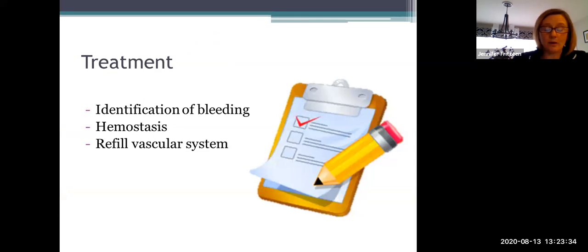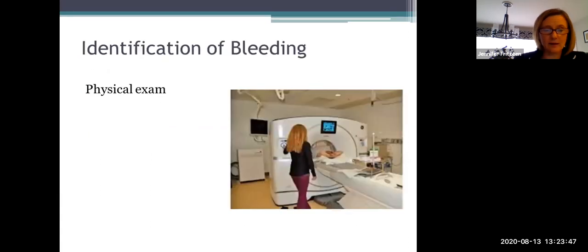Treatment that we want to do, and hopefully we are able to do this while they're still compensating, is we want to identify the location of the bleed, we want to stop the bleed, and then we want to refill the vascular system. Sounds pretty simple, but it definitely is a little bit harder than those 3 lines on the slide. We'll start by doing a physical exam of the patient. This is touching, looking, feeling. Is there bruising?